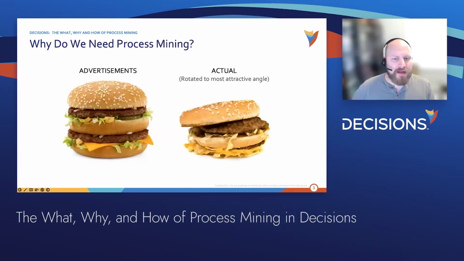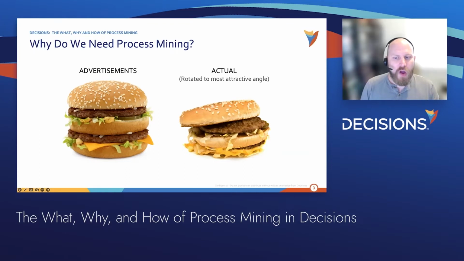Why do we need process mining? As a general example, I think everyone is probably familiar with the advertisements for a Big Mac. You see a commercial on TV, you see it printed, right? The Big Mac looks beautiful. It looks like the burger that you want to eat when you're hungry. You want to go and get that Big Mac. Many of us have also probably experienced what a Big Mac actually looks like when it's midnight and you're hungry and you go to a McDonald's and they give you something more akin to what you see on the right.